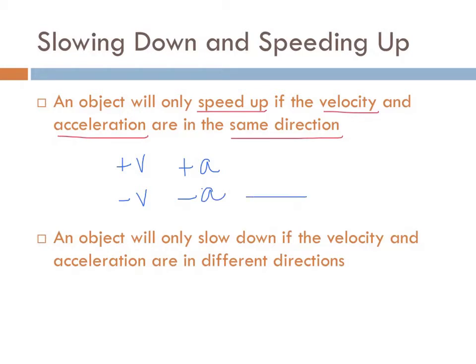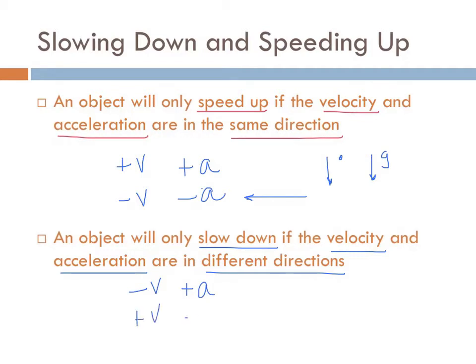which is the case when you are falling. You're falling downwards. The acceleration due to gravity is also downwards. So that's why you speed up when you fall down. An object also will only slow down if the velocity and the acceleration are in different directions. So again, just because you have a negative acceleration does not mean that you will automatically slow down. So in a situation like a negative velocity and a positive acceleration, you are slowing down. Same thing if you had a positive velocity and a negative acceleration, you are also slowing down.